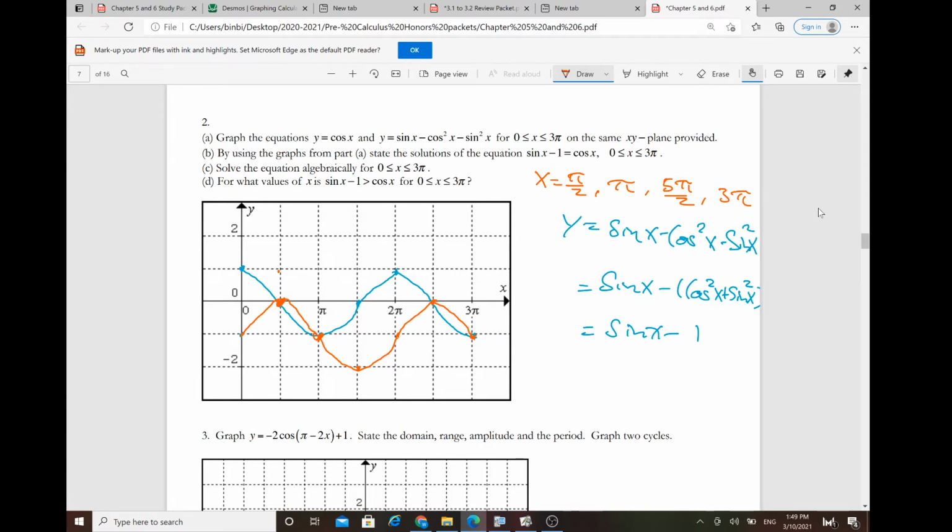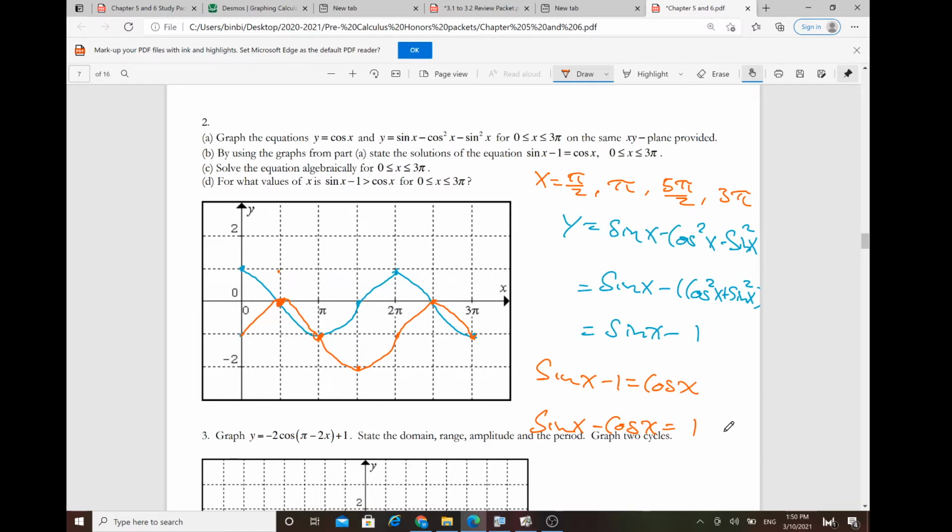Okay, so solve the equation algebraically. So we can solve for the equation algebraically. So sine of x minus 1 equals cosine of x. So just bring that sine of x, cosine of x together. So in order to get that as 1, make sure that we do have the exact same ratio, or one is bigger than the other. Okay, we can do it that way.